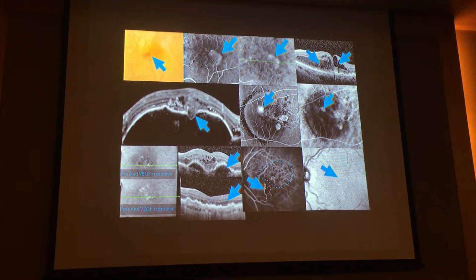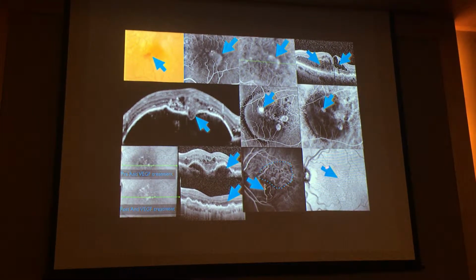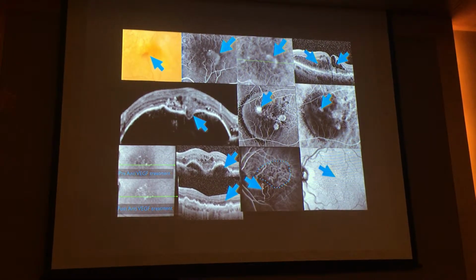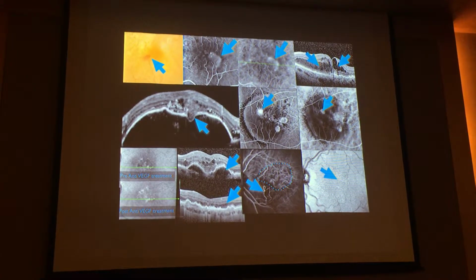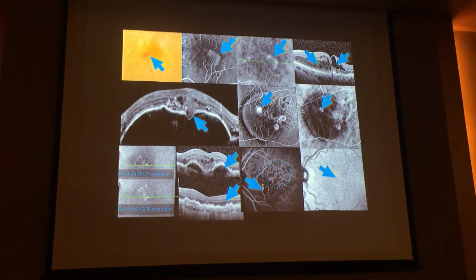In 85%, 87%, depending on the publication, there is a correlation between reticular pseudodrusen and RAP lesion. In normal choroidal vascularization, reticular pseudodrusen are present in 20%. So a huge difference.